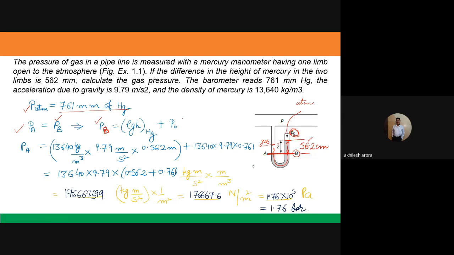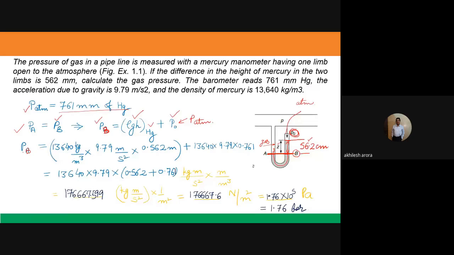Okay, so the total pressure at point B will be rho gh for the mercury plus P naught. P naught is nothing but atmospheric pressure. Okay, so this is the value of the atmospheric pressure. So once again, what I can do is I can write it as PB.